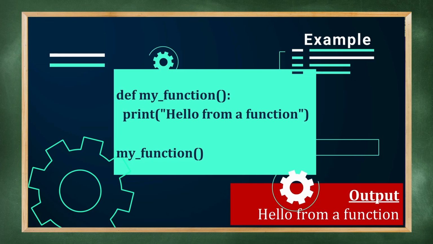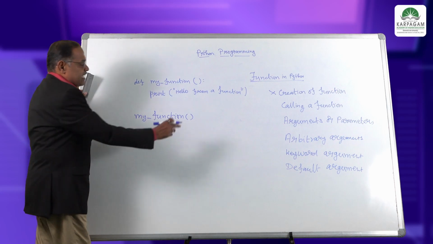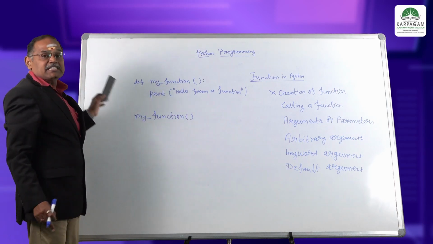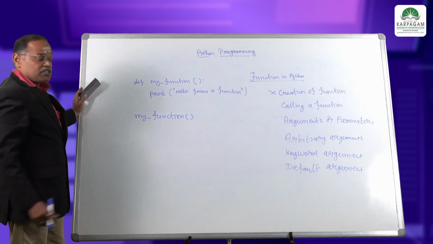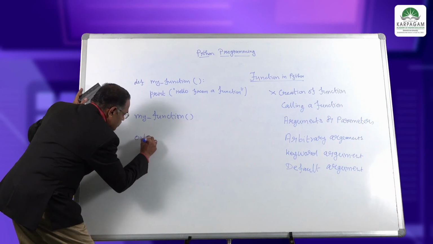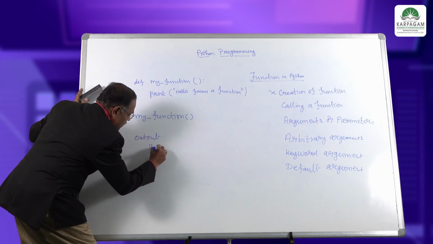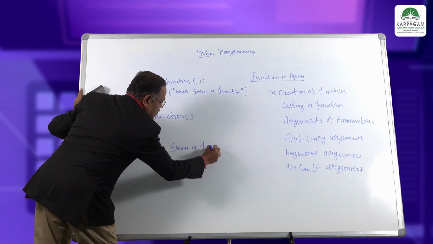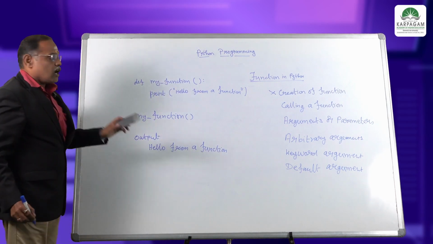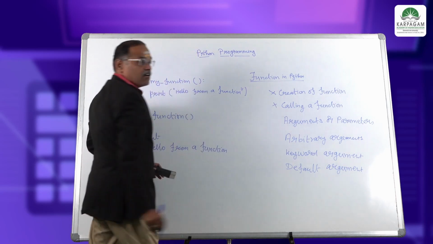Now we are going to call a function. The function will be called by its name which we have declared, that is my_function, then open and close parenthesis. If I have any parameters, I can pass them within this parenthesis. So this is the form of calling a function. Now I will be getting an output: hello from a function. This is the output. I have completed how to call a function.